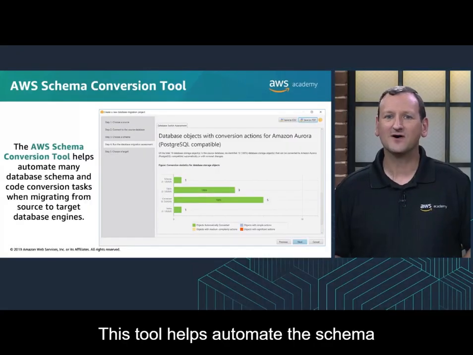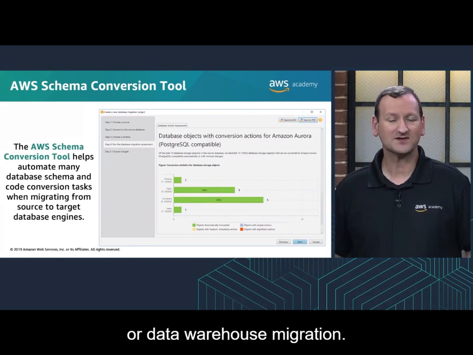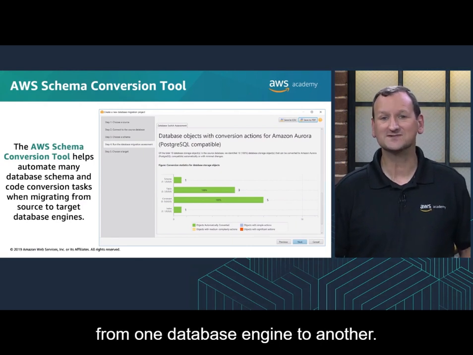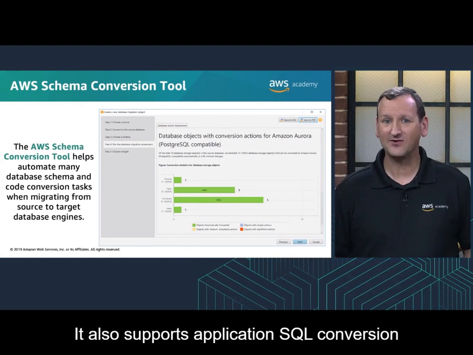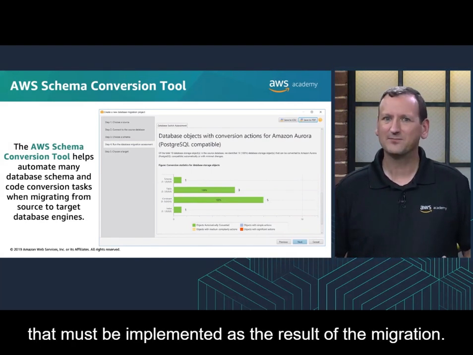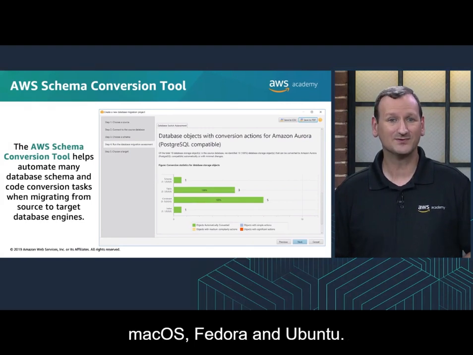This tool helps automate the schema and code conversion tasks for a database or data warehouse migration. SCT enables you to convert your existing database schema from one database engine to another. It also supports application SQL conversion to handle any SQL coding changes that must be implemented as the result of the migration. SCT can be installed on Microsoft Windows, Mac OS, Fedora, and Ubuntu.